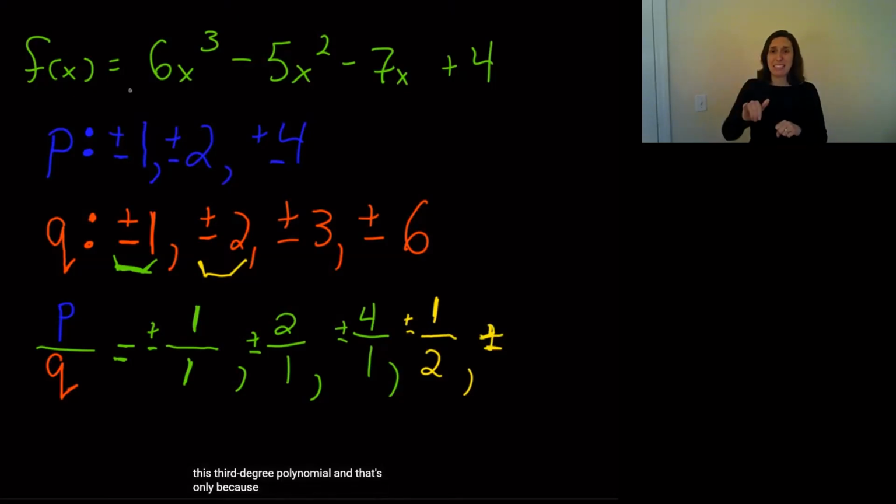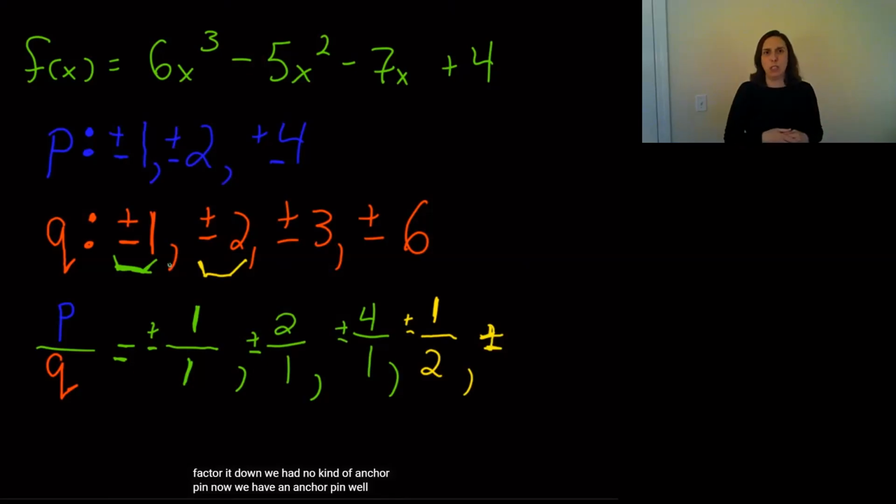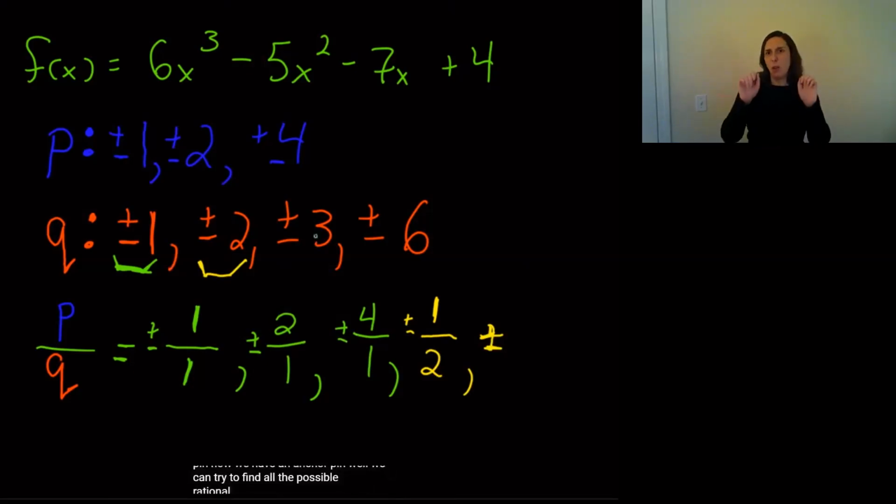And that's only because the coefficients are fairly small. So this test doesn't narrow in right away. It gives you possibilities, but it's better than anything we had before. All right? Looking at this and trying to factor it down, we had no kind of anchor pin. Now we have an anchor pin where we can try to find all the possible rational roots. So what's the other one we have here?